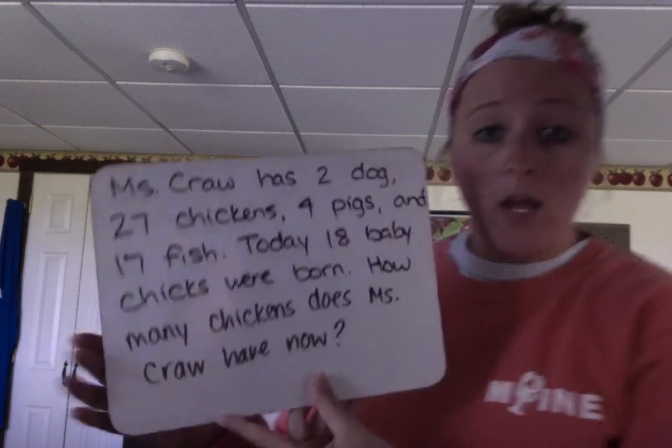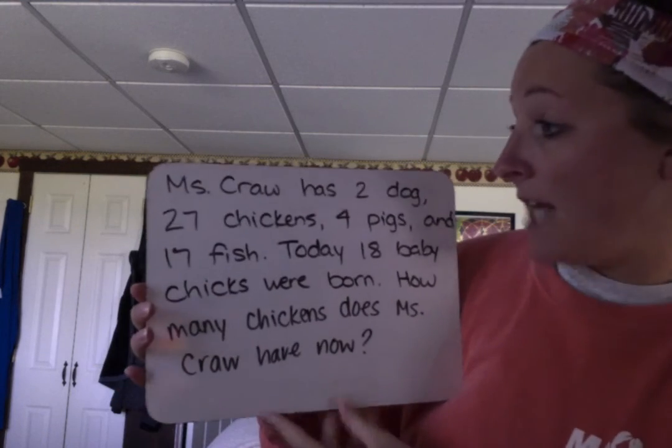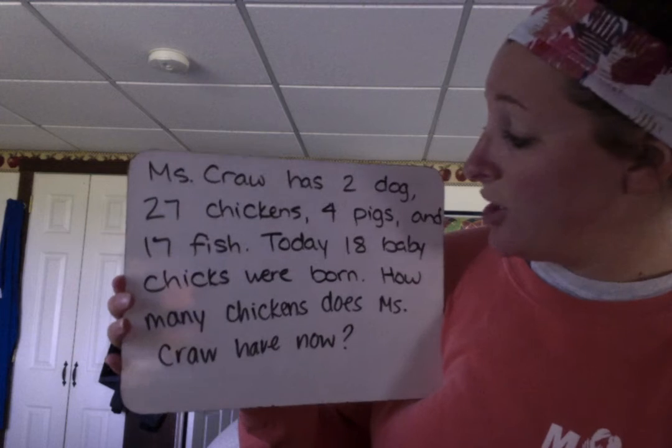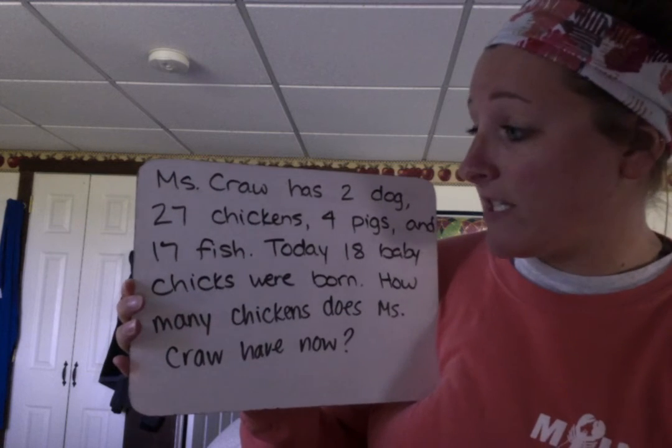Now, sometimes the numbers don't matter, all of them. Sometimes all of the numbers don't matter, only some of them matter. And that's what we're going to take a look at in this next problem. Okay? So, it says, Miss Craw has 2 dogs, 27 chickens, 4 pigs, and 17 fish.